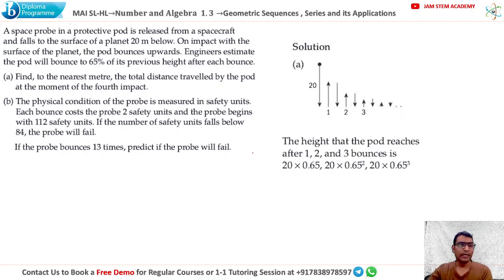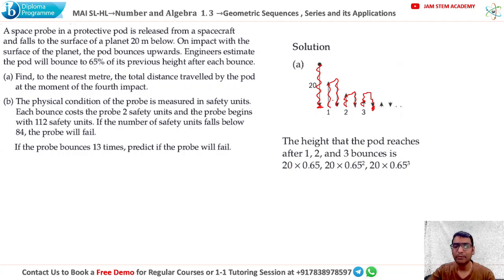Now, it says in the first part, find to the nearest meter the total distance traveled by the pod at the moment of the fourth impact. So first impact is here. For the second impact, this plus this. For the third impact, this plus this. For the fourth impact, this plus this. So here we have to calculate this value.